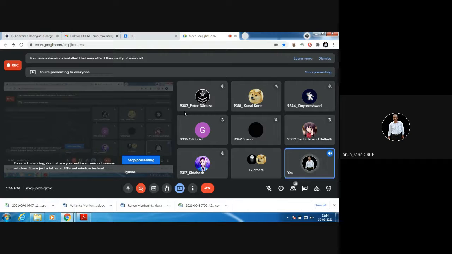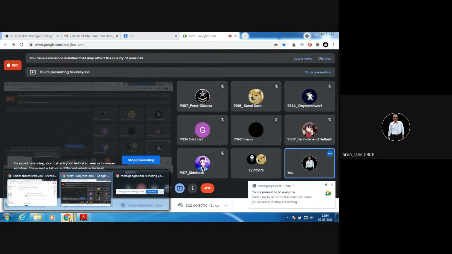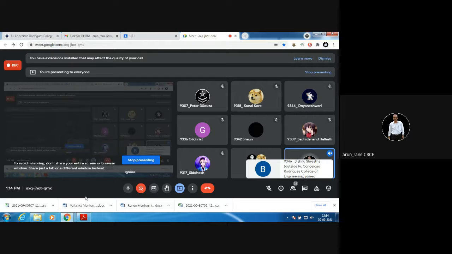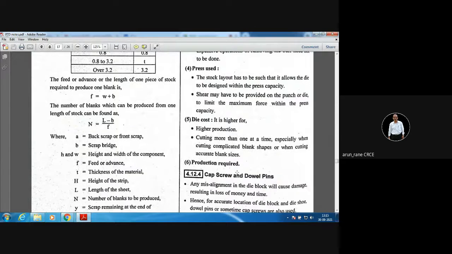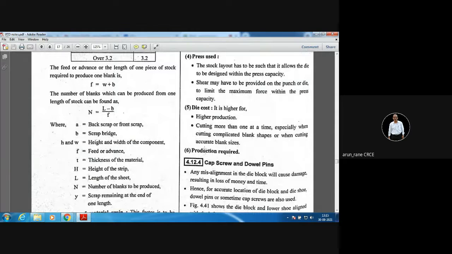1000 kg is equal to 1 ton. So what will be the tonnage? 0.1 ton, correct? So this is how you determine the press tonnage. Are you getting it? Yes, sir.